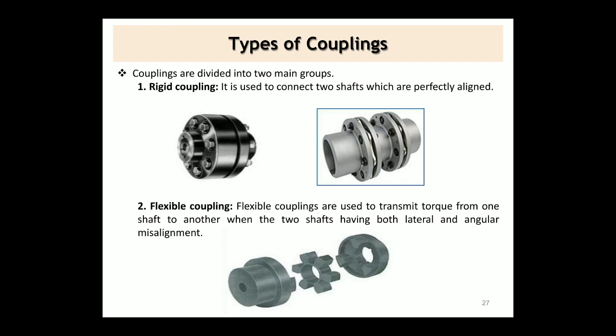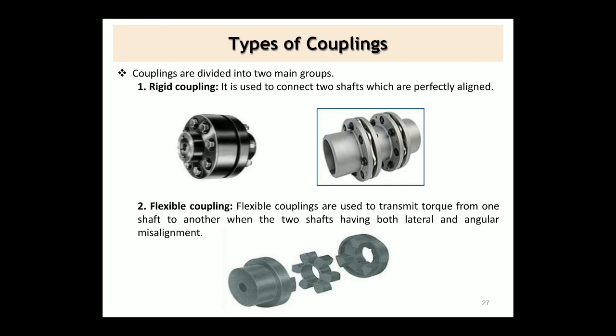So basically the couplings are divided into two main groups, that is rigid coupling and flexible coupling. Now the rigid coupling is used to connect two shafts which are perfectly aligned, while the flexible couplings are used to transmit the torque from one shaft to another when the two shafts have both lateral and angular misalignment.